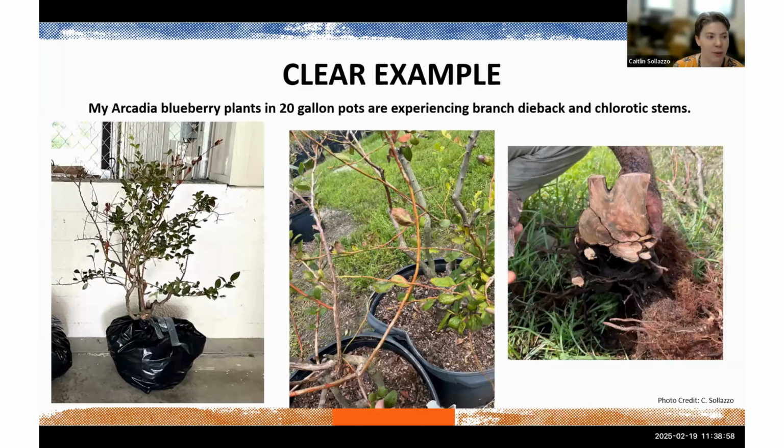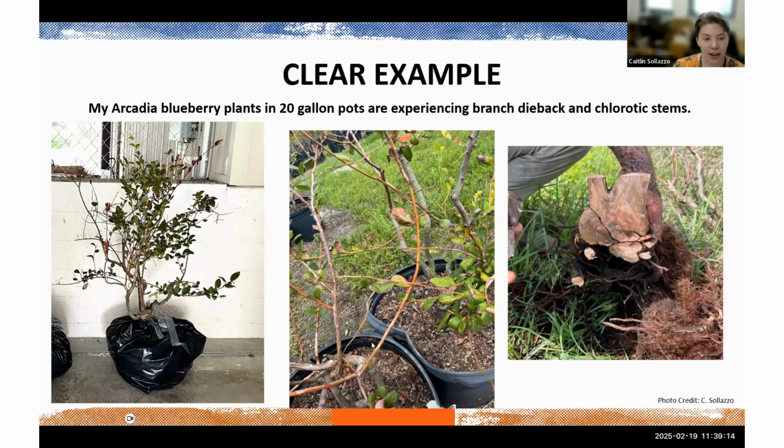Versus something like this, where you say my Arcadia, which is a variety of blueberry, is in 20-gallon pots. They're experiencing branch dieback and chlorotic stems. This may not mean much to you, but if I see this and I see this, I can actually kind of tell what's going on.